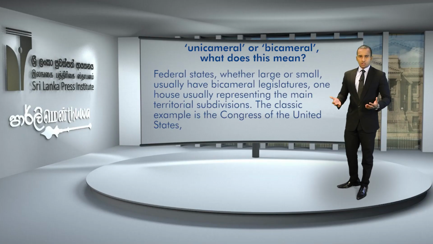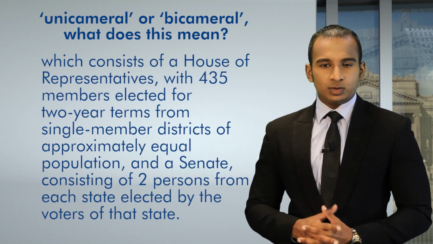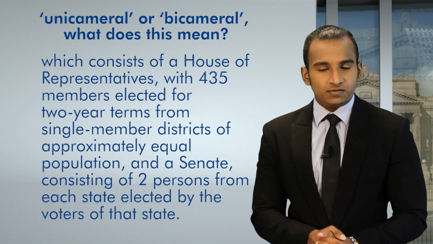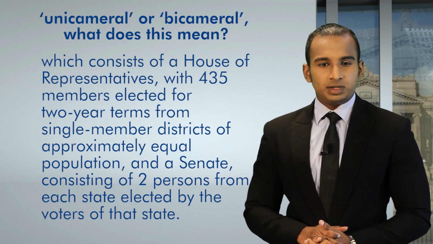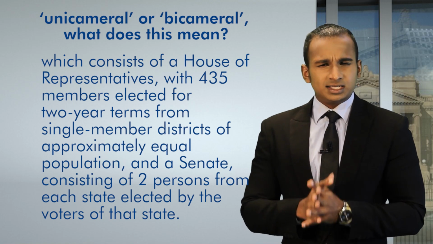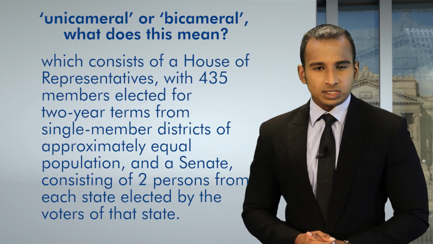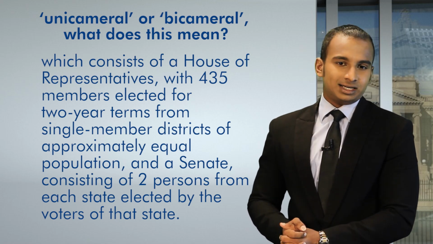Federal states, whether large or small, usually have bicameral legislatures. 1 house usually represents the main territorial subdivisions. The classic example is the Congress in the United States of America, which consists of a House of Representatives with 435 members elected for a 2-year term from single-member districts of approximately equal population, and the Senate consisting of 2 persons from each state elected by the voters of that state.